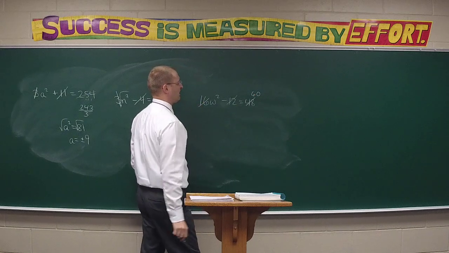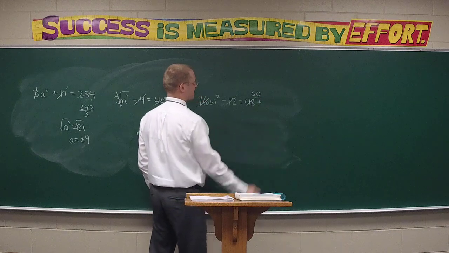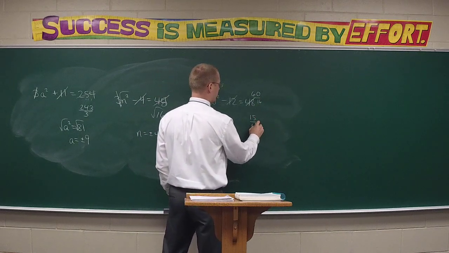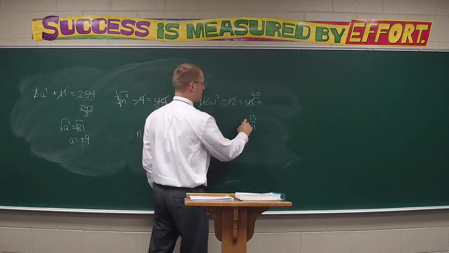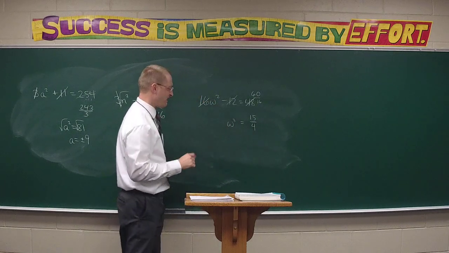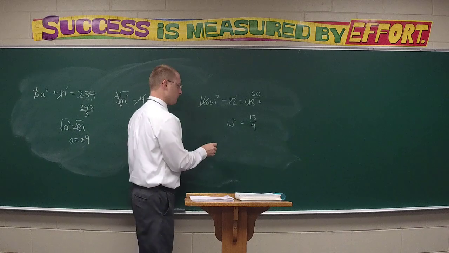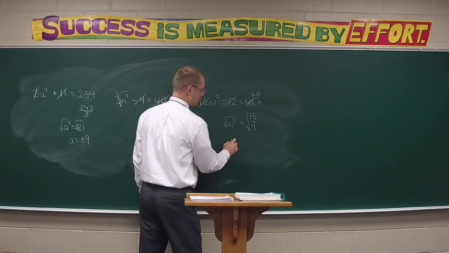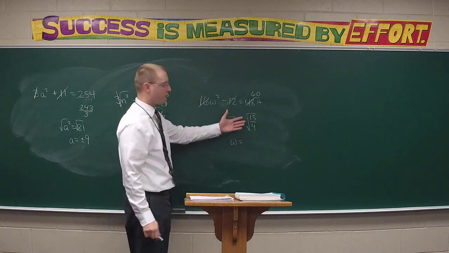Then divide by 16. Oh, 15. That's not going to divide by 16 evenly, is it? What's that going to give us? 15 fourths when we reduce. Don't go mixed number. That's w squared, and then take the square root of both sides, and that'll give me w is equal to, well, you can never have a fraction, right, class?